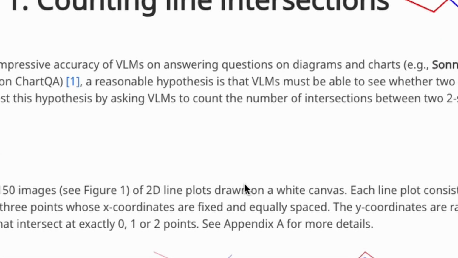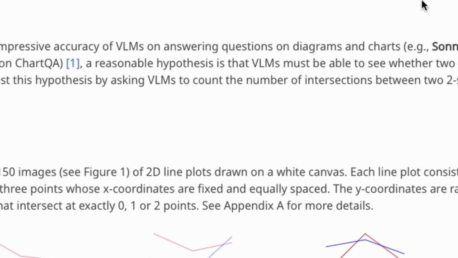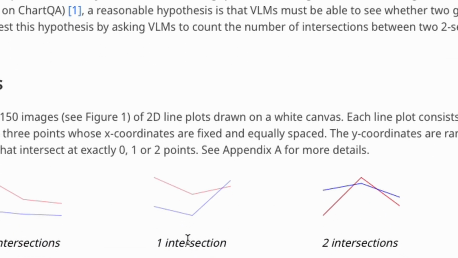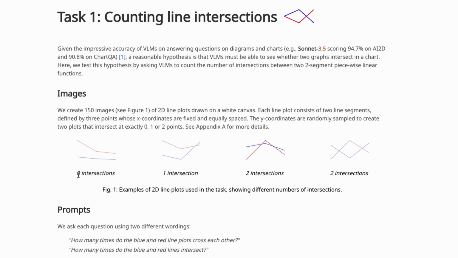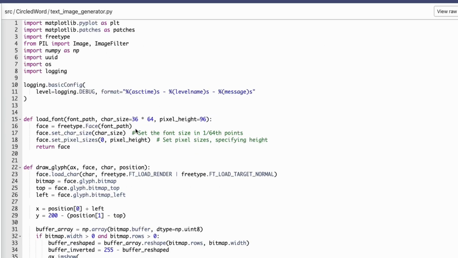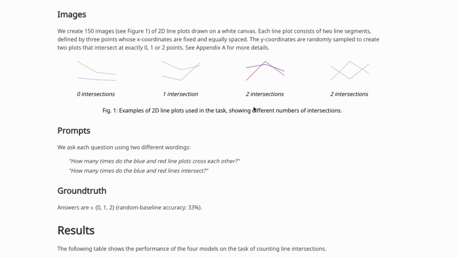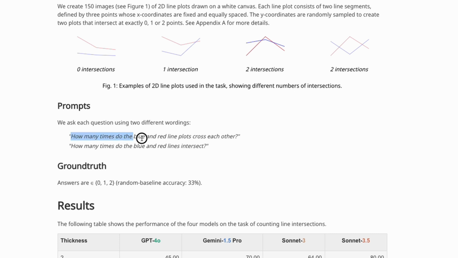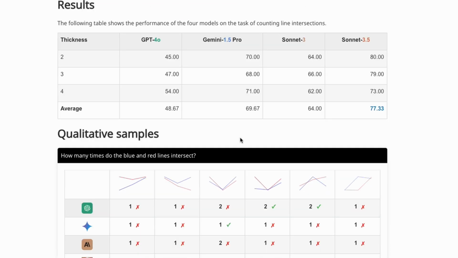The first task is to count the line intersections. All they're going to ask these vision language models is how many intersections are there: 0 intersections, 1 intersection, 2 intersections. Now they have created these images using Python and the code has been shared for you to use. I will link it in the YouTube description if you want to play with the code. They've asked the question: how many times do the blue line plots and red line plots cross each other? And these are the results.